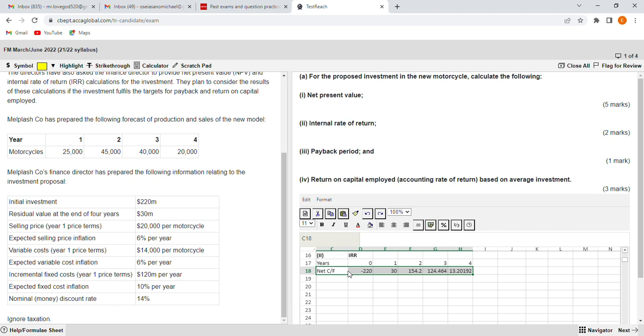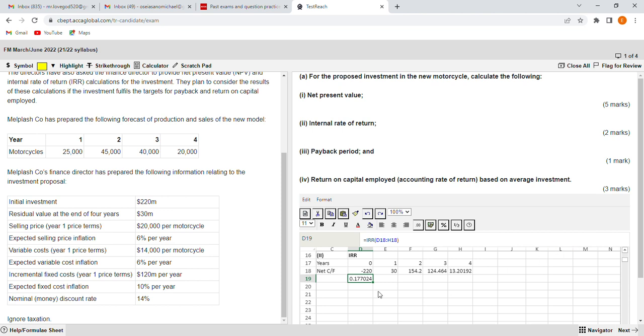Then what you need to do, for the internal rate of return, is you bring your equal to, you press IRR, equal to IRR, open bracket, you select all the cash flows to year 4, close the bracket and press enter. That is your internal rate of return.